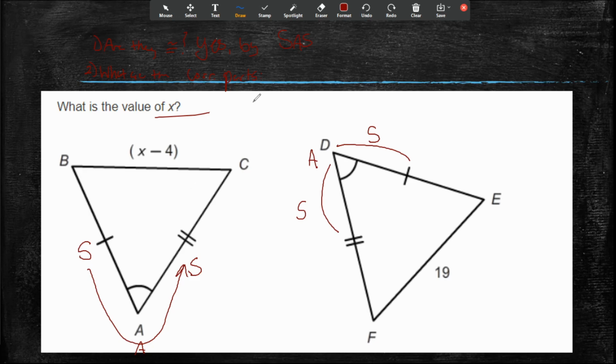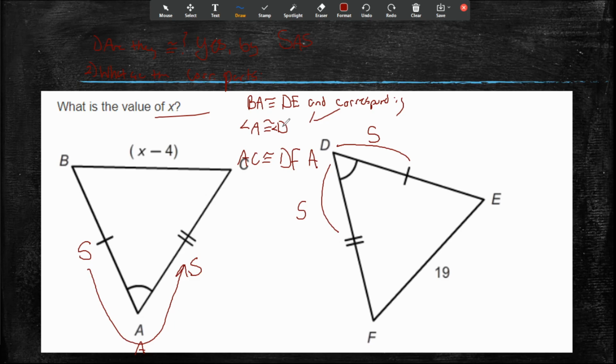So what are the corresponding parts? Well, BA and whatever has the 1 tick mark, DE, are congruent and corresponding. Then I know that angle A is congruent to angle D and corresponding. And then I know that DF is congruent to AC or CA, it doesn't matter. So those are my congruent parts. What does that do to help me?